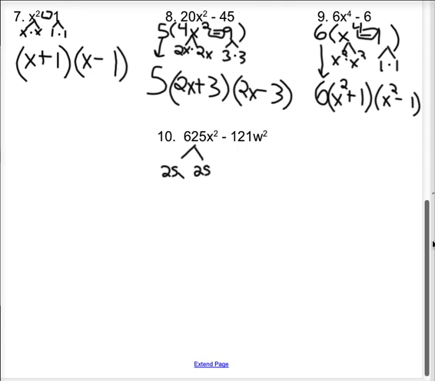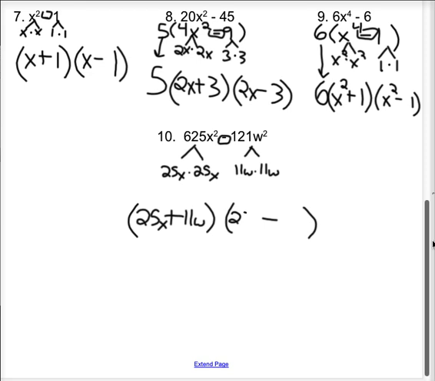And again, x squared would break down into x and x. 121 is 11 times 11. And then w squared breaks down into w times w. So both of those things end up being perfect squares, and we are subtracting. So this actually does become one of our situations, our difference of squares. So I put my plus or minus there. So 25x plus 11w, 25x minus 11w.